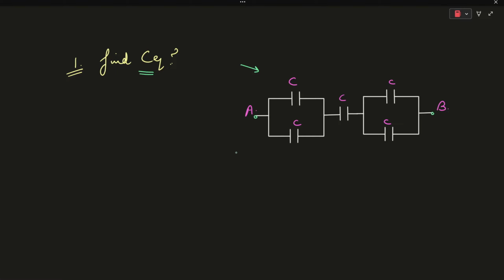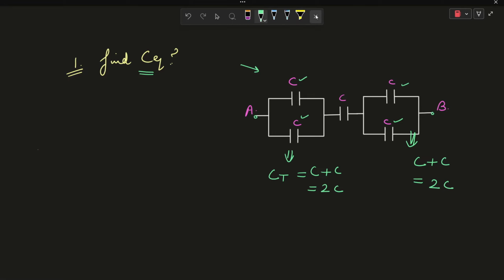As you can see, these two capacitances are connected in parallel. It means that the total capacitance of this combination will be CT equal to C plus C, which is equal to 2C. Similarly, in this case also, these two capacitances are connected in parallel, so they can also be added directly. The total capacitance of this combination will also be C plus C, which is equal to 2C. After simplifying, we are getting this type of electrical network.